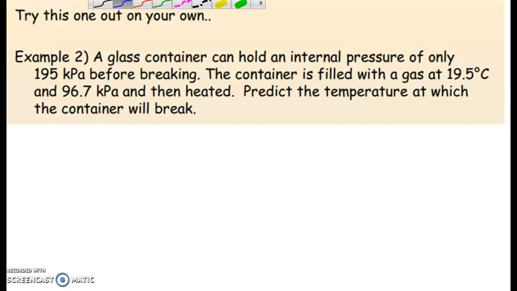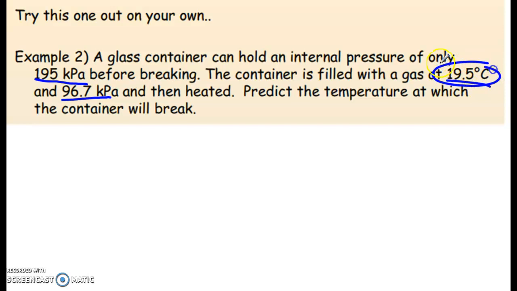Okay, so let's take a look at this here. So we have a glass container that can hold an internal pressure of 195 kPa before breaking. The container is filled with a gas at 19.5 degrees Celsius and 96.7 kPa and is then heated. Predict the temperature at which the container will break.